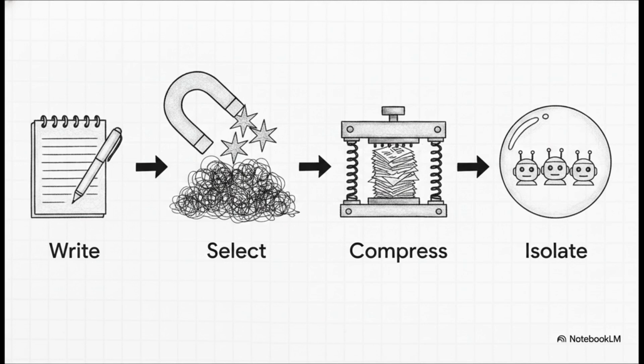And finally, isolate. This is huge. We break the job into specialized subagents. A reader extracts the facts, a scorer applies the severity policy, and a writer composes the summary. Why? Because if the reader hallucinates while looking at a messy log file, isolating the writer into its own clean context window prevents that hallucination from bleeding over and poisoning the final output.